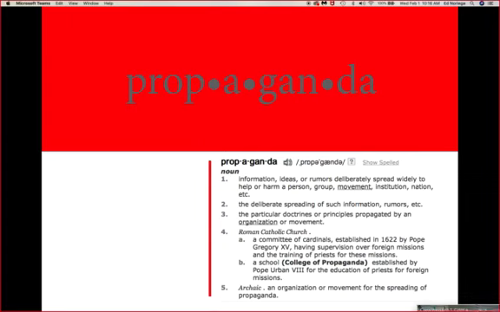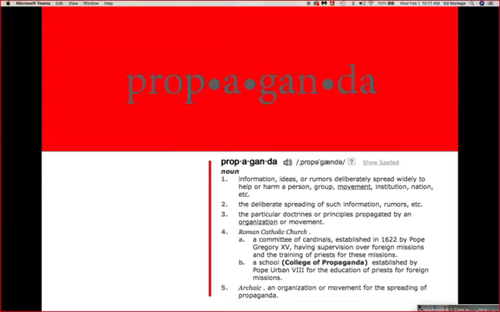Okay, so as Emma said, propaganda is an agenda. It's a way of disseminating information, ideas, even rumors, that are deliberately spread widely to help or harm a person, a group, a movement, an institution, a nation, etc. Now, keep in mind, propaganda can help, but it can also harm. What I'm going to do is show you an overview of propaganda and the different places where it's been used.